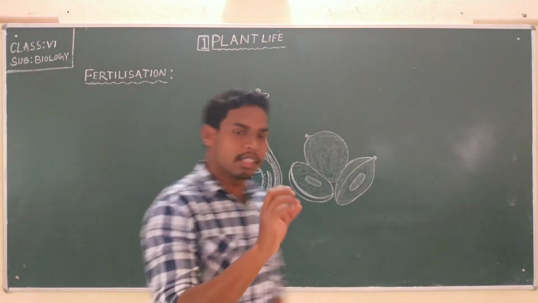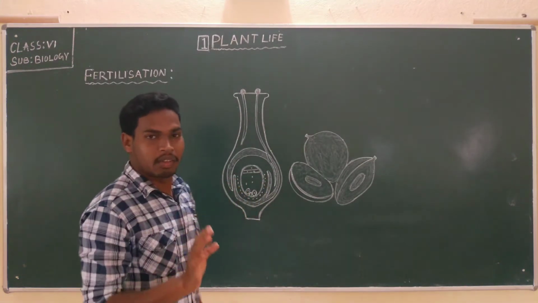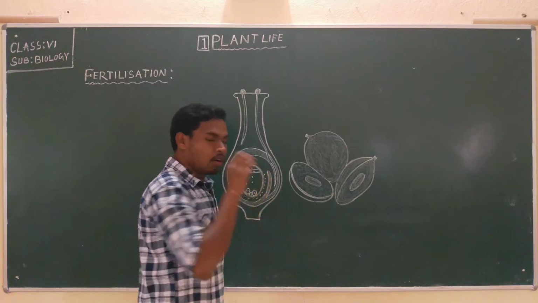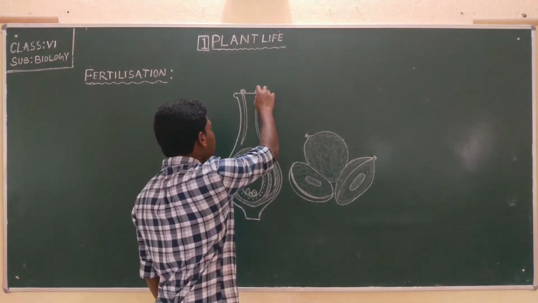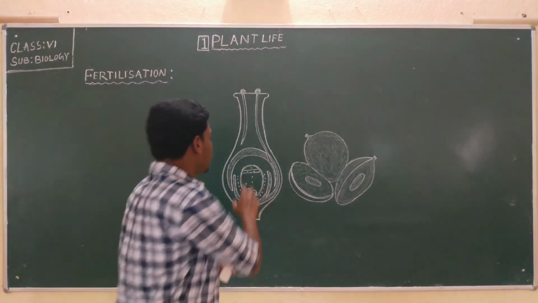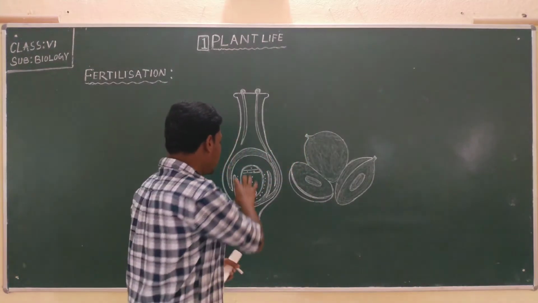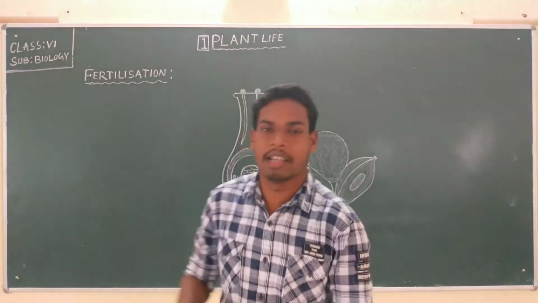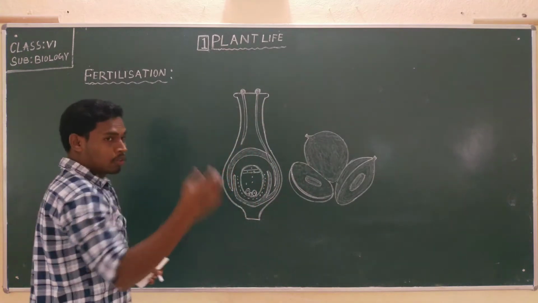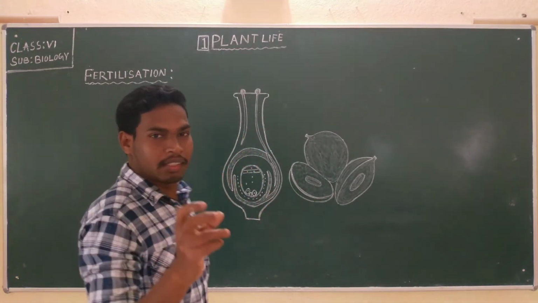Now it gets inside the ovule, and inside the ovule we have what? The female sex cells. These female sex cells present in the ovule fuse together with the male sex cells carried by the pollen grains. Hence this fusion of male sex cells and female sex cells of a flower is known as what? Fertilization. The fusion of male sex cells with female sex cells to produce zygote is known as fertilization.